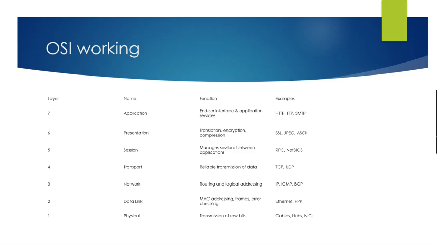Okay, next, the transport layer: reliable transmission of the data. If you are googling, some protocols are used, like HTTPS and HTTP. The examples we use here are TCP and UDP. TCP is Transmission Control Protocol, and UDP is User Datagram Protocol.